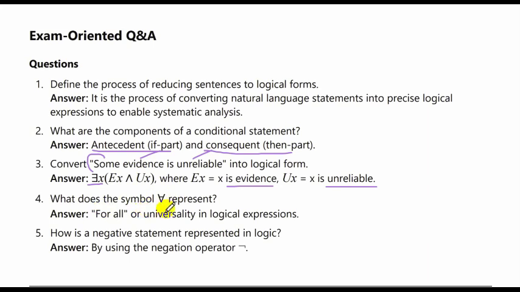What does the reversed A, or mirrored A, represent? It represents "for all". This is how you have to read it. It shows universality in logical expressions. How is a negative statement represented in logic? It is represented by the negation operator, or "not".